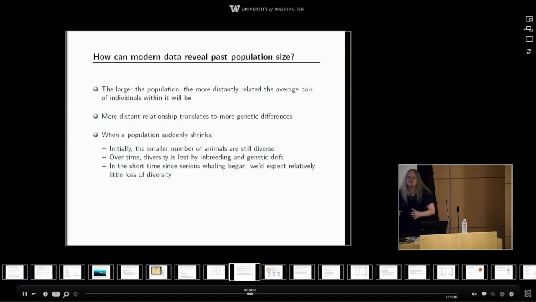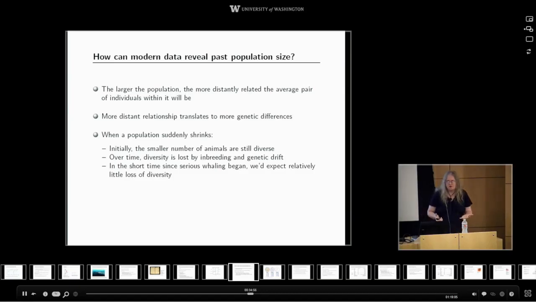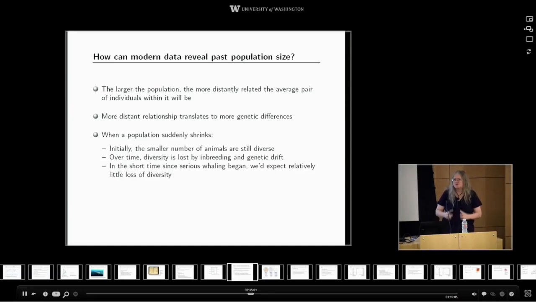In fact, if whaling hadn't stopped, I think that we would no longer have any gray whales at all. It was pretty touch and go for a while. So how can you find out about the past size? Hasn't all of that information been destroyed, essentially, by whaling?